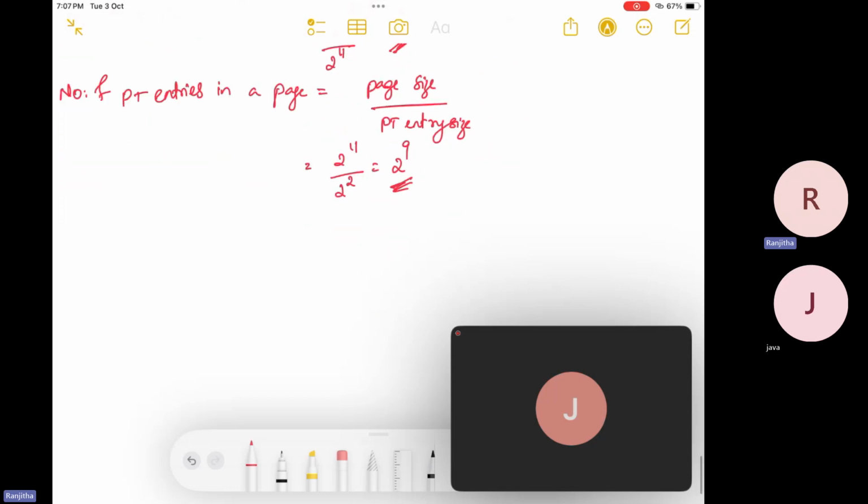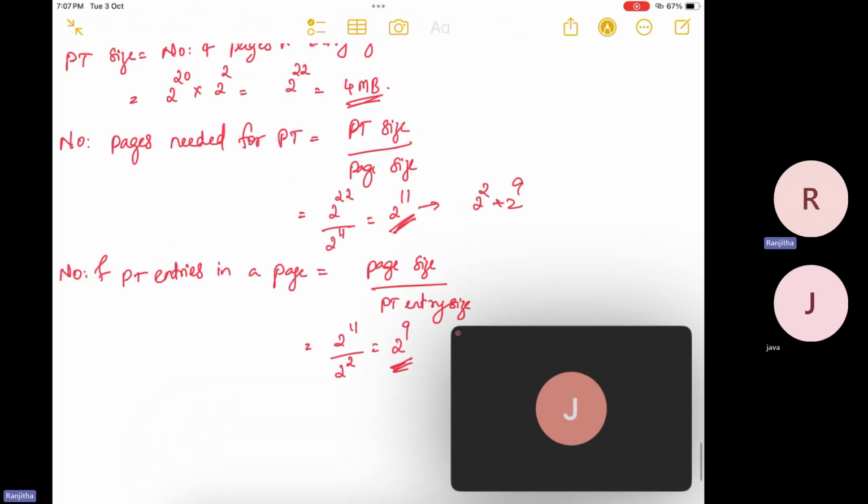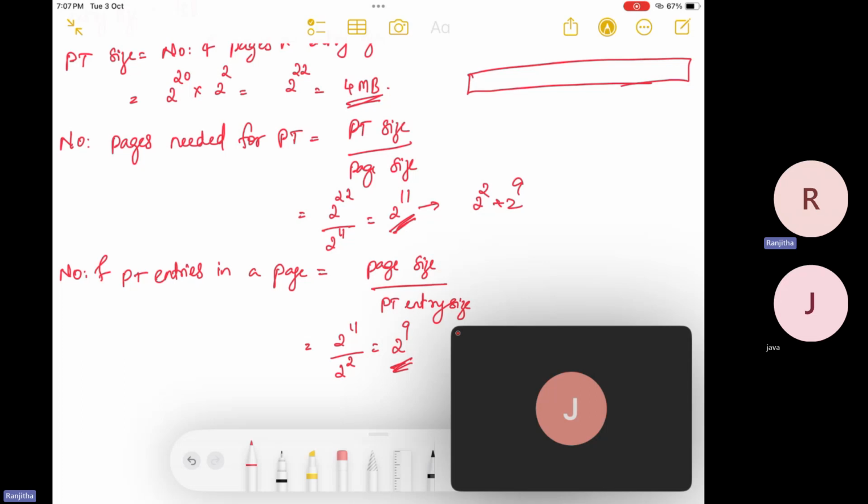So how will the hierarchy be? The logical address will have 11 bits for the displacement. So we will have 3 levels now. This is P1, which will be 2 bits. This is P2, which will be 9 bits, and P3, which will be 9 bits. Okay, so this is how the hierarchy is formed.